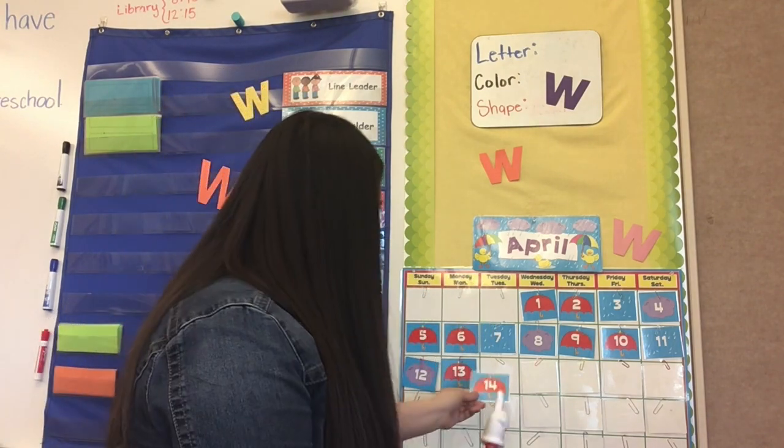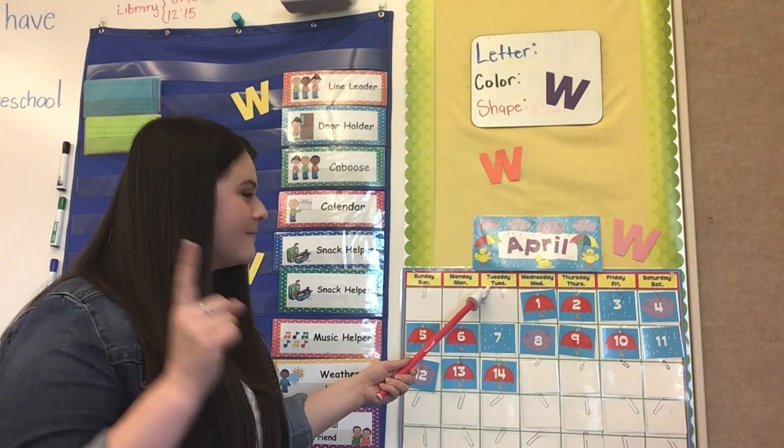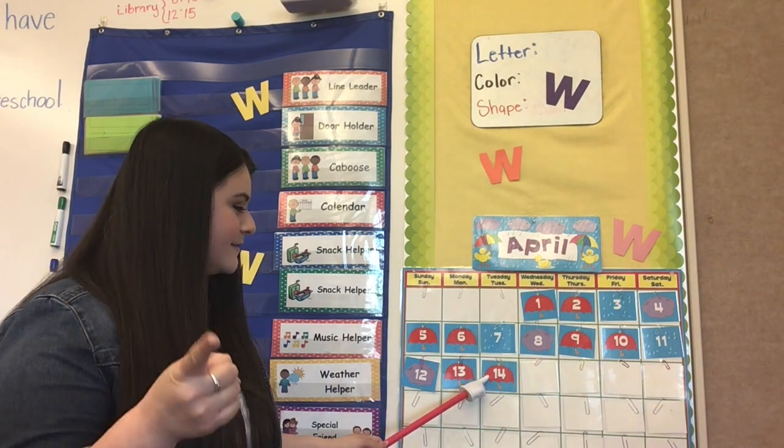Good job. Okay, now say the date with me. Ready? Today is Tuesday, April 14th. Awesome. Okay, and let's go ahead and do our names today. So today I'm not going to show you guys your names. Instead, I'm going to make up a silly word that rhymes with your names, and you guys have to guess whose name I'm saying. Okay, are you ready?